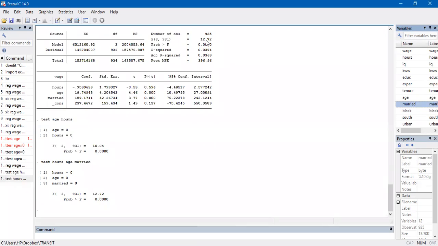In case you are asked to test for the joint significance of some particular variables, the command is test. Then you just add whichever variables that you want to test. So that is about the hypothesis test. Please, any question?